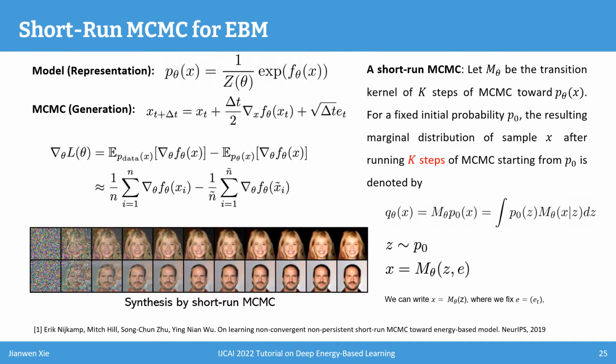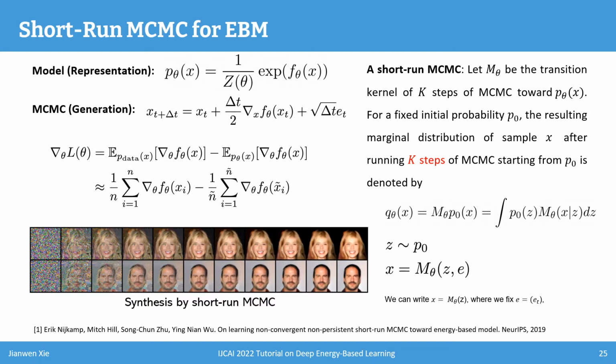Given an energy-based model P of x, Z is the intractable normalizing constant, f of x is the negative energy, and theta is the parameters. The maximum likelihood learning of the energy-based model P of x requires MCMC sampling, such as Langevin dynamics, to approximate the gradient of the log likelihood. The Langevin dynamics is an iterative algorithm, where each step consists of a gradient ascent that maximizes the function f and a noise term serving as Brownian motion.